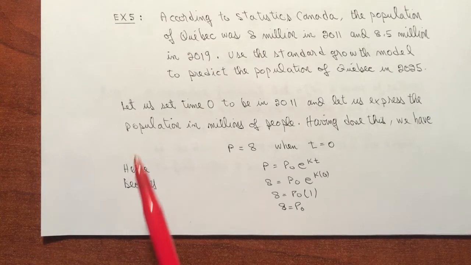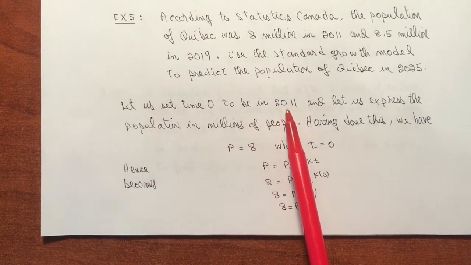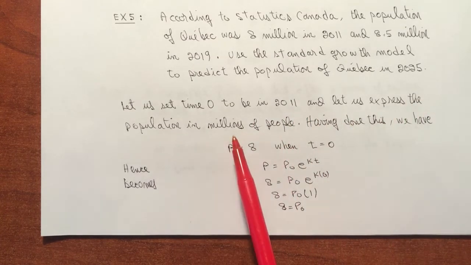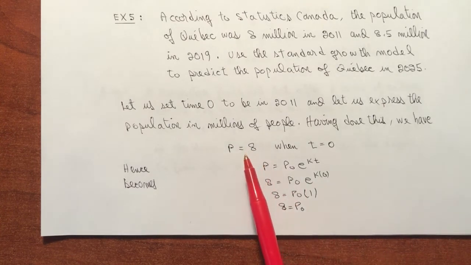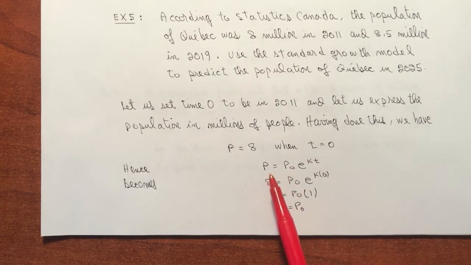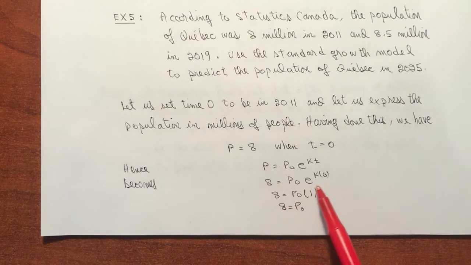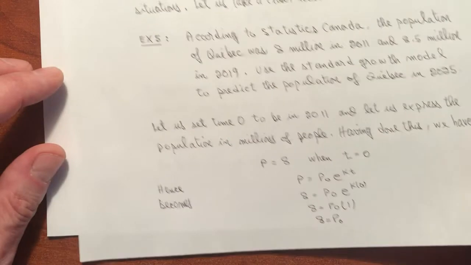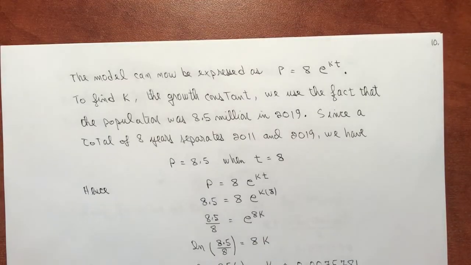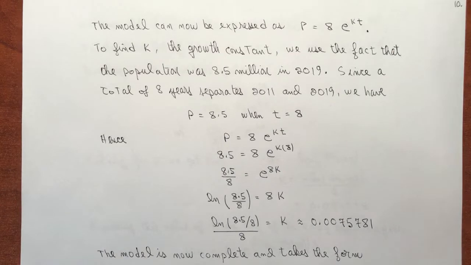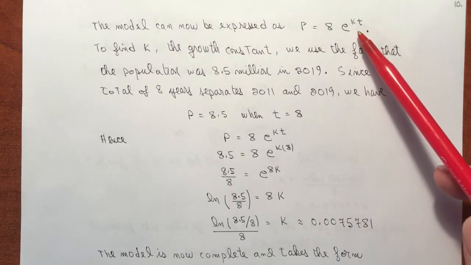So, first of all, let us set time zero to be 2011, and let's express the population in millions so we can drop all of these zeros. Having done this, when P is 8, then t is equal to 0. So we're plugging this back into P equals P0 e to the kt. I get that 8 is equal to P0 e to the k times 0. So, e to the 0 being 1, I get that 8 is equal to P0. That's going to be my initial population. So now the model can be rewritten as P equals 8 times e to the kt.